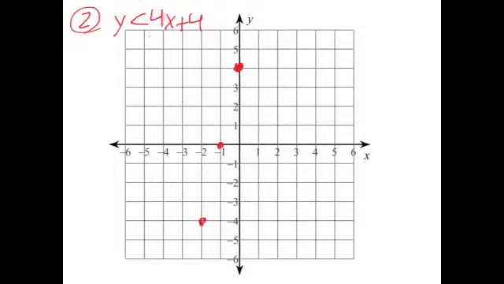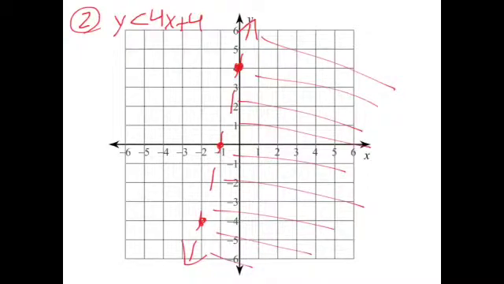This one says simply less than, and so it can't be equal to, so we're going to do a dashed line for our line here. And since it says less than, we're going to shade down below the line, which is on this side to the right. So that's why my shading is on this side.